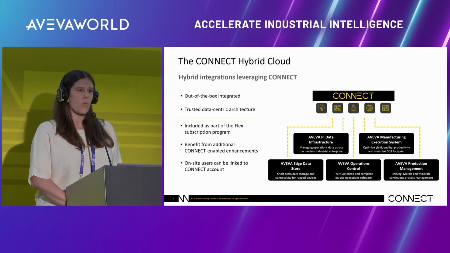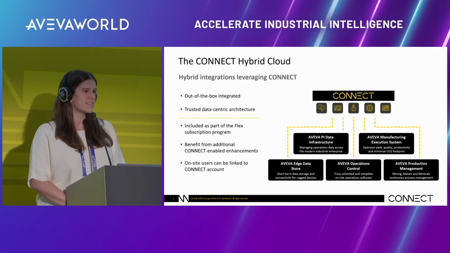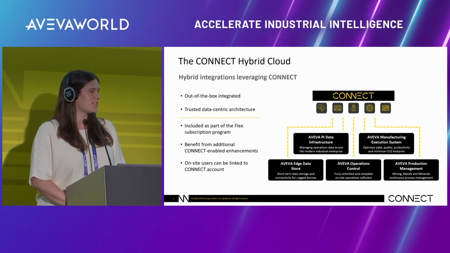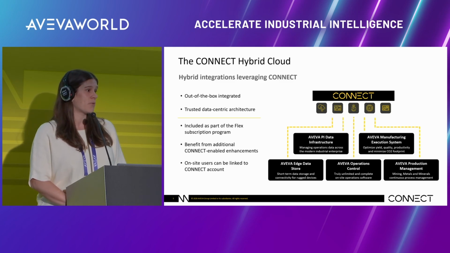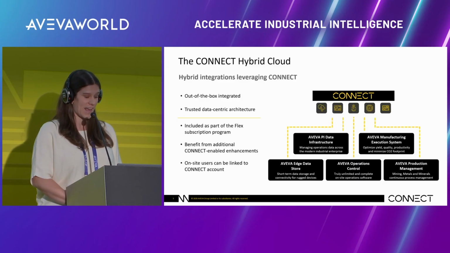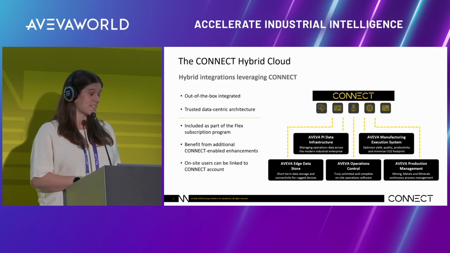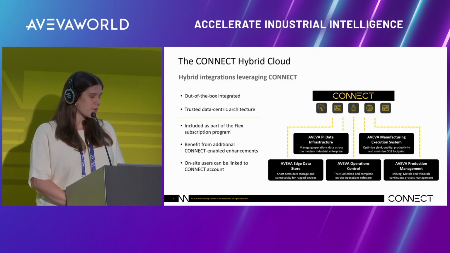So, why would you want Connect Hybrid Cloud? Basically, it's an out-of-the-box way of integrating your system platform data with Connect. It's no code, so you just have to run an install kit and share your data with Connect. And we'll see that from start to finish today, from install to having your data in Connect. Connect is a secure, trusted, data-centric architecture, so you can rest assured that your cloud data is safe there. It's also included as part of maybe your Flex subscription program, so you can get started very easily.